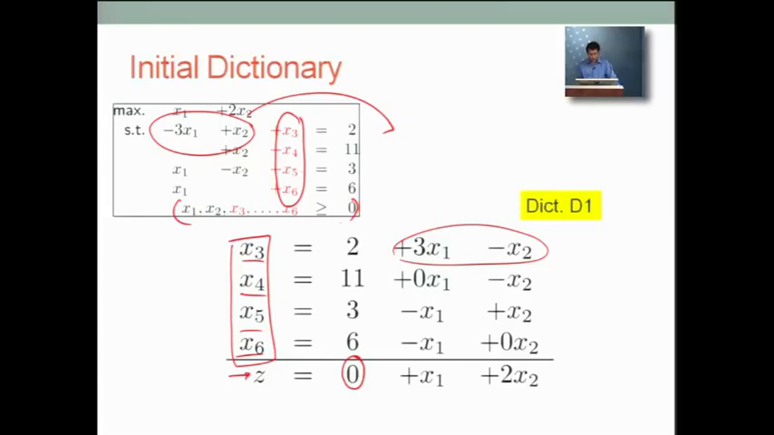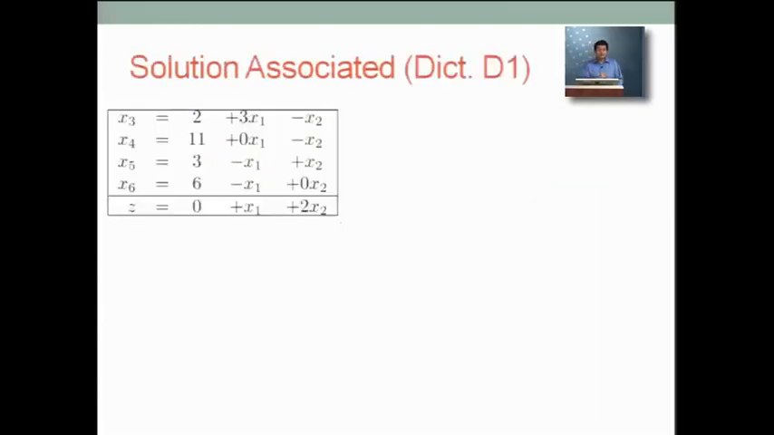All right. So what's the solution associated with this dictionary? We all know that every dictionary stands for a solution. Well, the solution is obtained by taking the two non-basic variables, x1 equals 0, x2 equals 0, and that's the rule. Any variable that's in the non-basic row or non-basic column, you make it 0, and everything else gets fixed. So once these two have been made 0, x3 is 2, x4 is 11, x5 is 3 and x6 is 6.